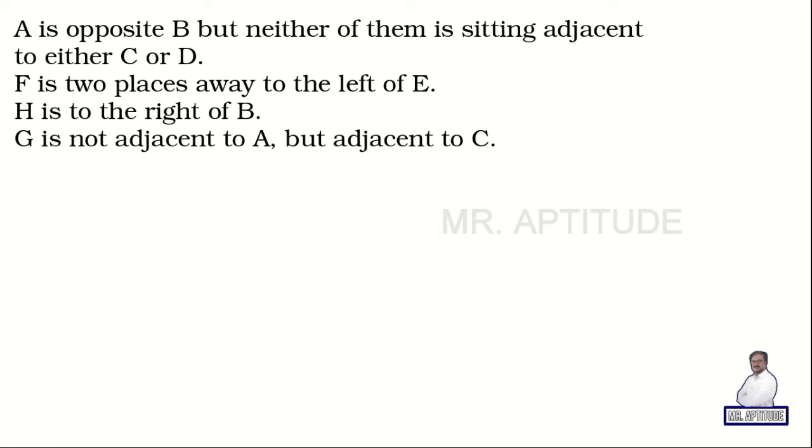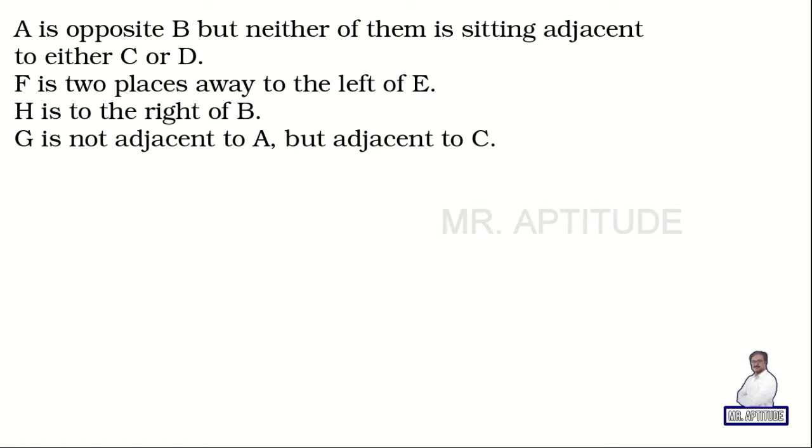Now, let us look at the next condition. H is to the right of B. Even this is one of the important things here. As far as circular arrangement is concerned, if you are given a condition saying that A is to the left of B or A is to the right of B, we have to consider it as immediate left or immediate right. In the given condition of H is to the right of B, as this is about a circular arrangement, we have to consider that H is to the immediate right of B. And that's a different case scenario when it comes to a linear arrangement.